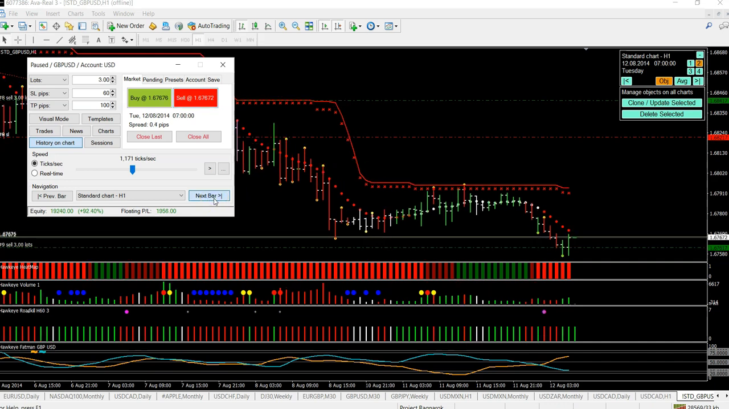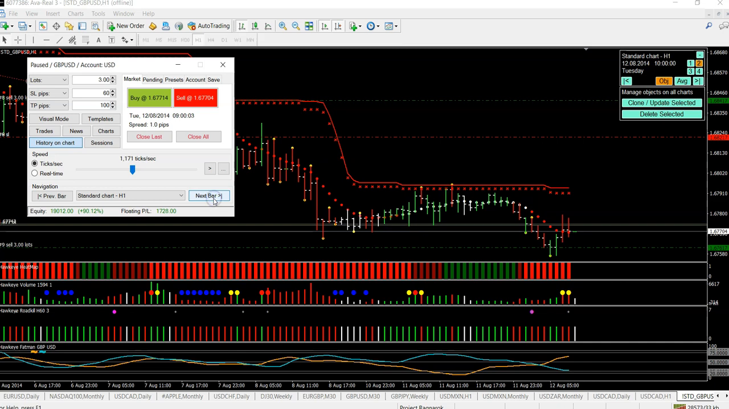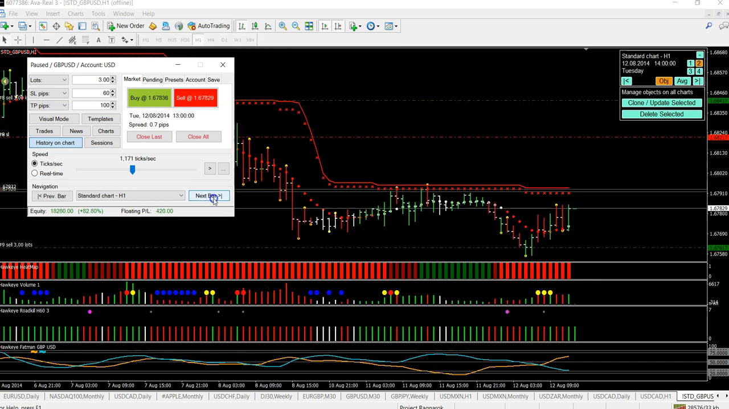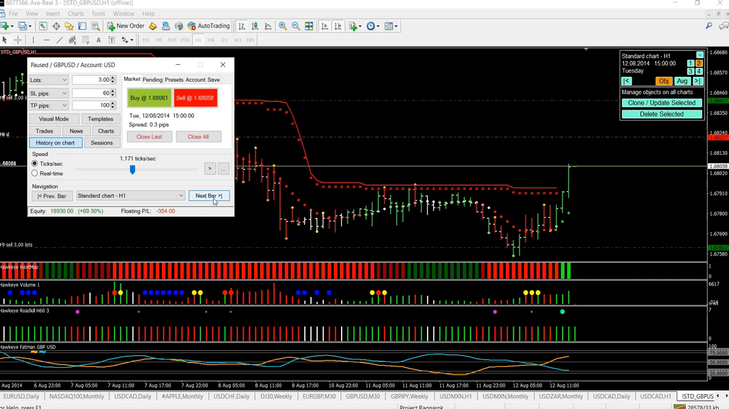Just continue following Heat Map and Roadkill. Roadkill changing to green. We have a pop. We have two strong sells. Let's see where the price is taking us. We have now, his prices are reverting.